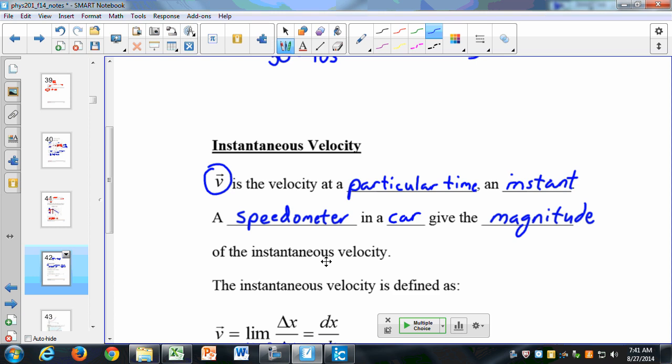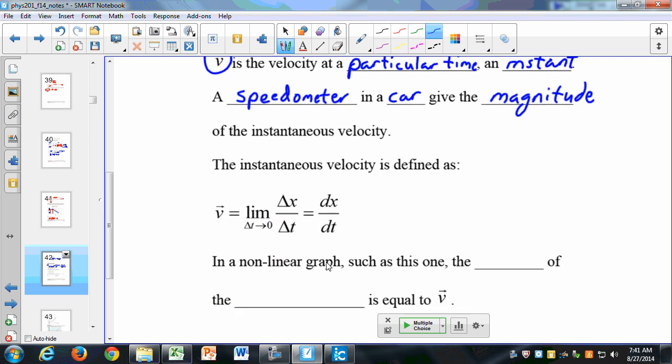All right, we're going to define it in this way. It's the limit of the average velocity as my time interval gets very, very small.